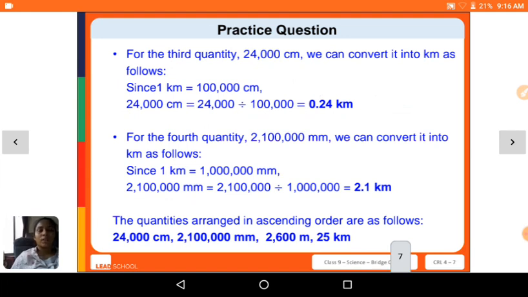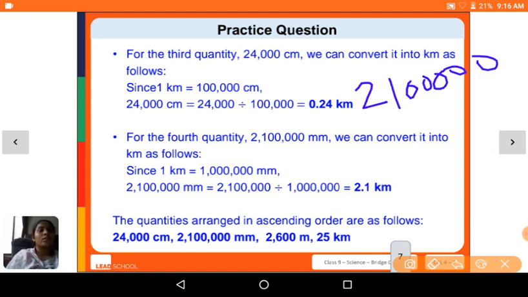For 1 kilometer, we convert centimeter into meter and meter to kilometer. So we get the answer 0.24 kilometer. The fourth quantity is 210000. So this is millimeter. We need to convert it into kilometer.